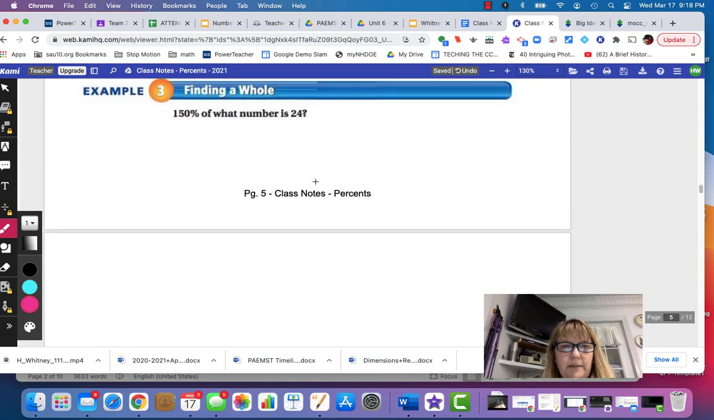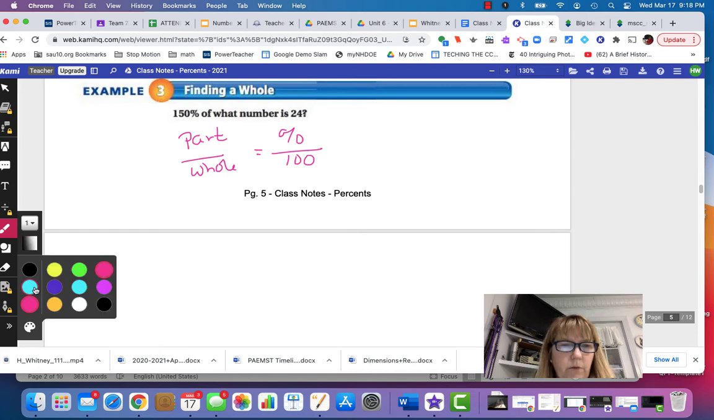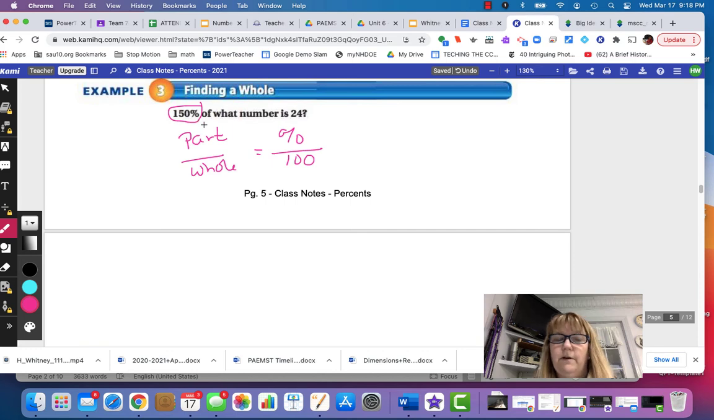Okay, finding the whole. What percent, so 150% of what number is 24? So this is going to kind of go on two pages. If you guys can fit it on one, that's great, but I'm not going to be able to fit that. So we know that the part divided by the whole is equal to the percent over 100. So 150% is the percent. I don't care if it's next to "of." I don't care if it's next to "is." If it has a percent sign on it, it goes where the percent is.